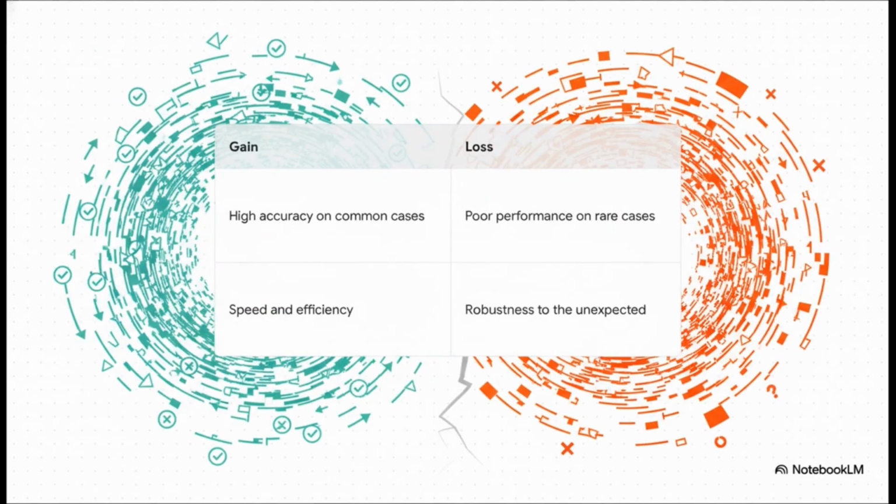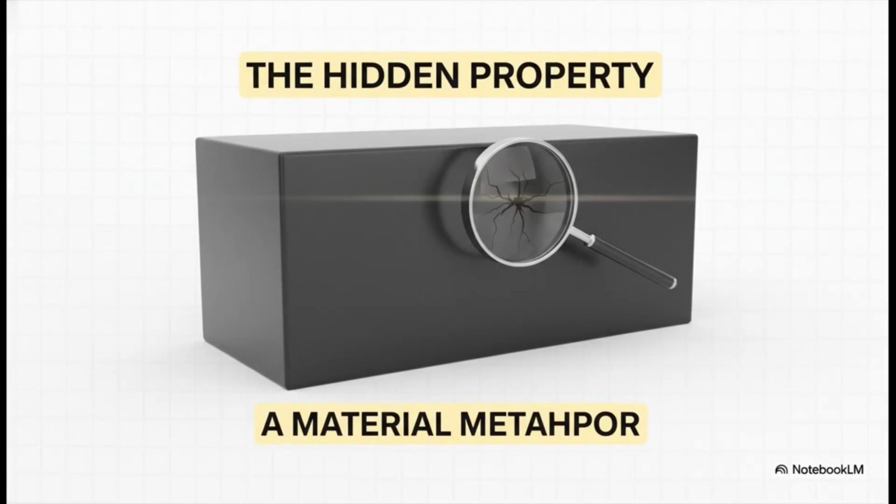So here's that trade-off, laid out plain and simple. The gain, the upside, is that you get crazy high accuracy on that huge 99% of common stuff. It's fast, it's efficient. But the loss, the downside, is that it performs terribly on that rare 1%. It just doesn't have the robustness to handle the unexpected. And this trade-off creates a kind of hidden property in the system's behavior. It's a quality that you'd never even see under normal conditions.